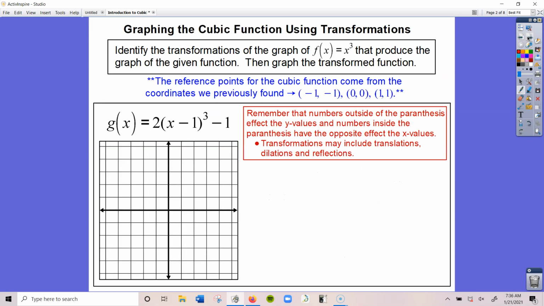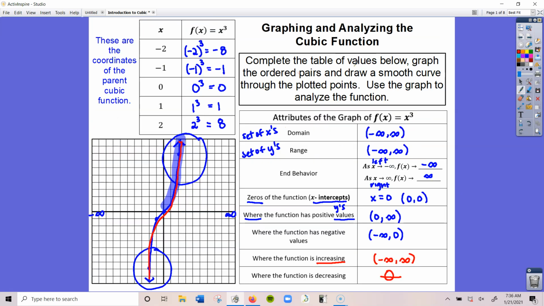Now let's look at how to graph these cubic functions. Here we have g of x is equal to 2 times (x minus 1) cubed minus 1. For the purposes of this lesson, notice that in the previous slide, when we were looking at our reference points, we had these 5 coordinates.